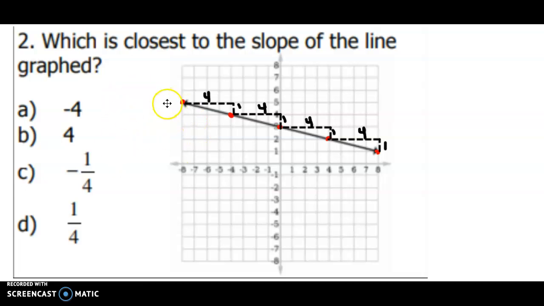But if I'm reading my graph from left to right, I hit right here first, and then when I follow it, I'm going down. So this line is going down, and it is going to be a negative slope, where we go up 1 over 4 or down 1 over 4, whichever way you like to say it.